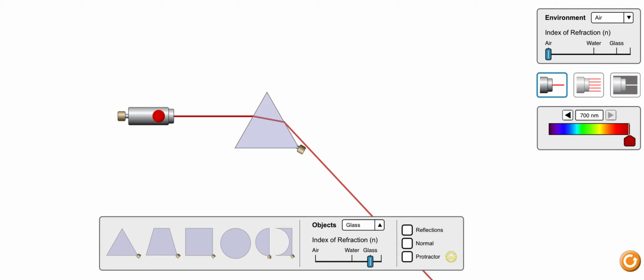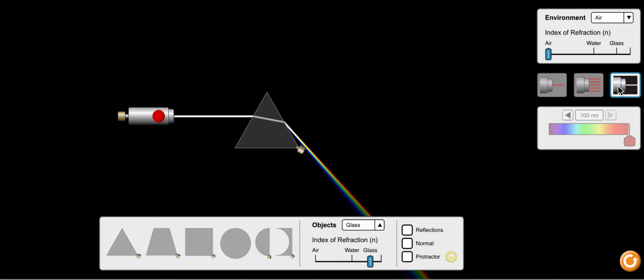Now obviously, as we said, this idea of dispersion is about what happens when white light comes through, and you can see that quite clearly here. We've passed our white light through the prism, and we get this kind of rainbow effect. Let's rotate this around to make it a bit clearer.